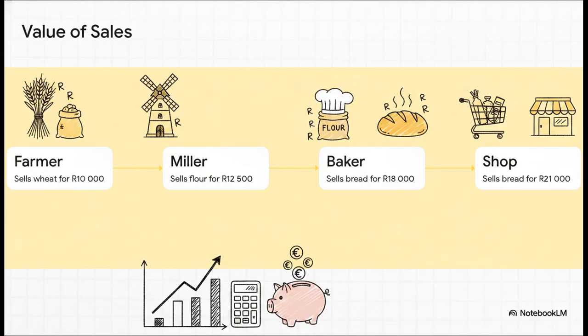Step 1, the farmer produces wheat and sells it to the miller for 10,000 rands. Step 2, the miller processes it, turns it into flour, and sells it to the baker for 12,500 rands. Step 3, the baker bakes the bread and sells it to the shop for 18,000 rands. And Step 4, the shop sells the bread to the final consumer for 21,000 rands. Now, if we were to just add up the total value of all 4 of those individual transactions, we'd get a massive number, 61,500 rands.